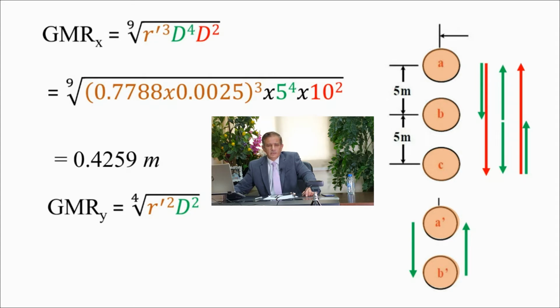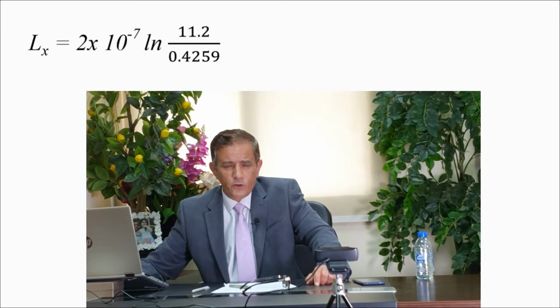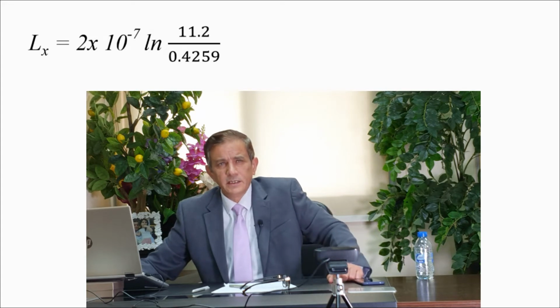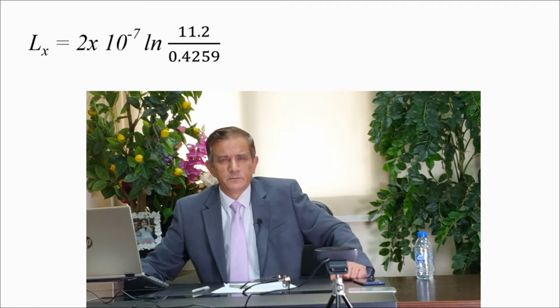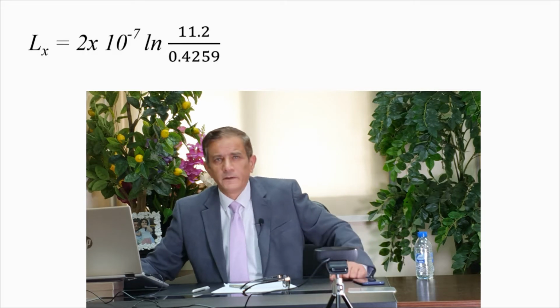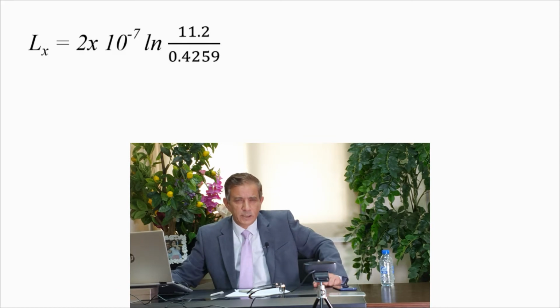Now I am done with my homework of finding the geometrical mean distance and geometrical mean radius for each circuit. This, it will be 0.1359, and Lx for the circuit in the left side, Lx is 2 times 10 to the minus 7, then D, which we calculated. D is common for two circuits. It's the distance between them. It will be used in X and Y. This 11.2. But for the X circuit, there is a different geometrical mean radius. I divide by it, and I get the inductance in Henry per meter.